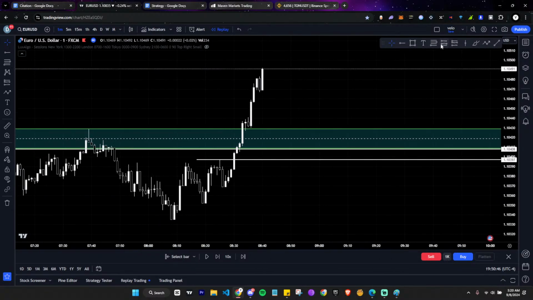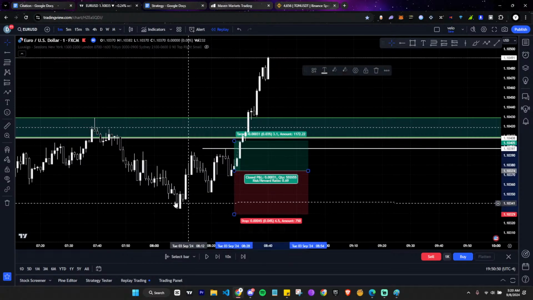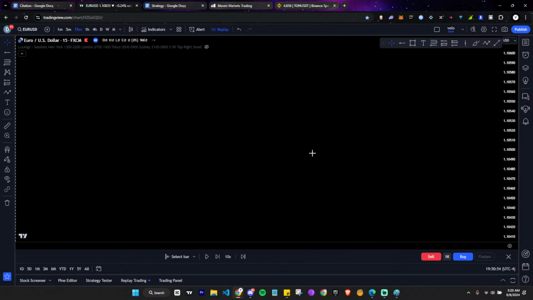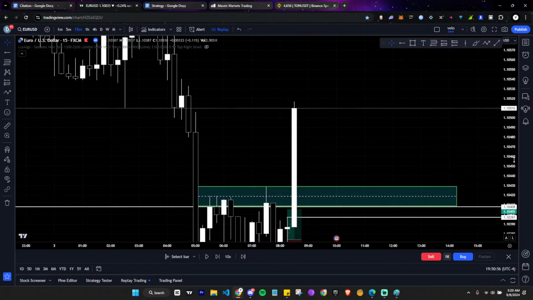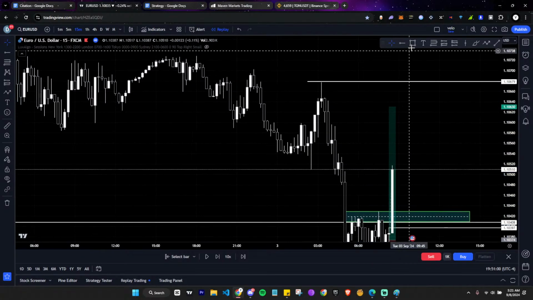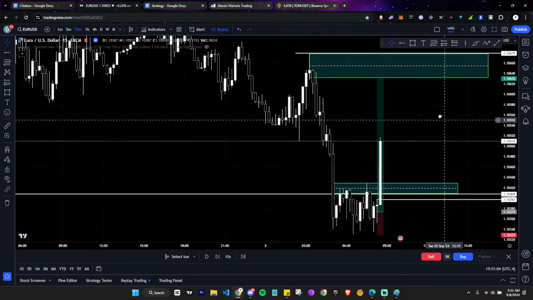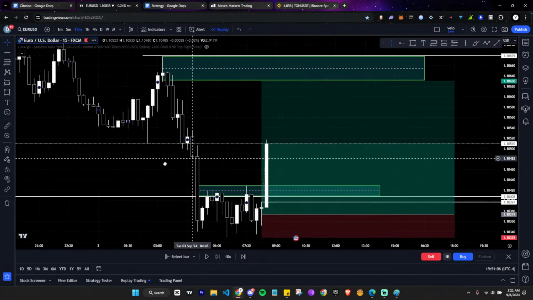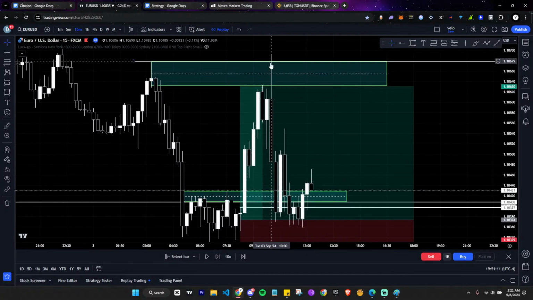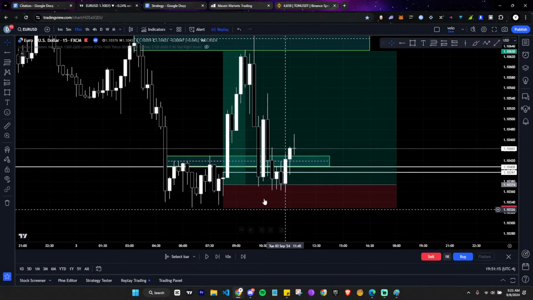Once you have that market structure shift, you put your stop loss somewhere under the swing low, and then you want to take this all the way towards this order block. You see this order block right here, you take it towards that. Let's see how this plays out. See, price goes and tags it right there, and then it goes lower. See this manipulation, and then goes lower.